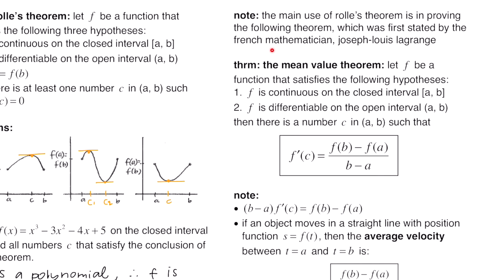Next, I have here the main use of Rolle's theorem is in proving the following theorem, which was first stated by the French mathematician Joseph Louis Lagrange. So, good old Lagrange. We have our mean value theorem. It says, let f be a function that satisfies the following hypotheses. Number 1, f is continuous on the closed interval from a to b.